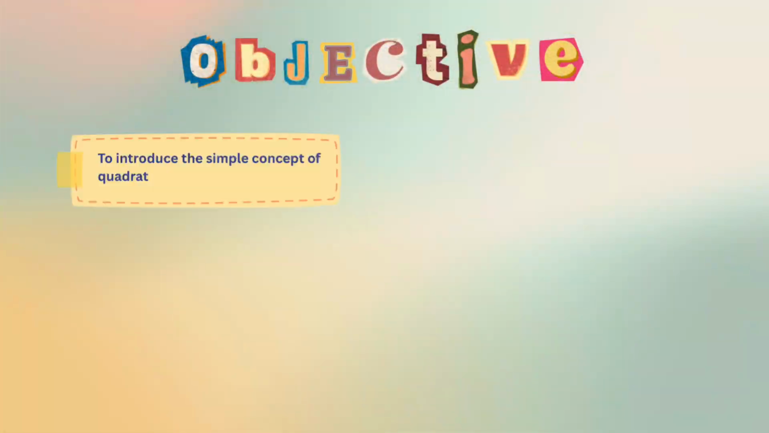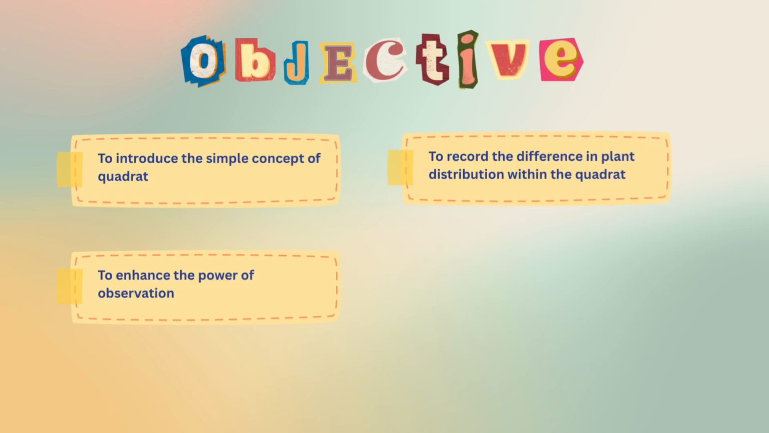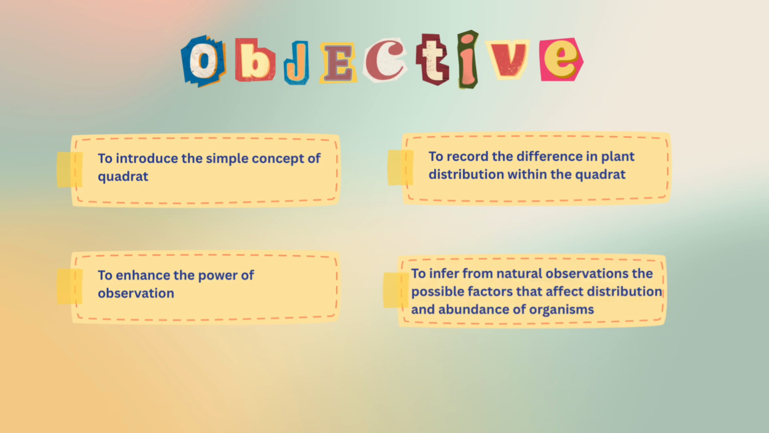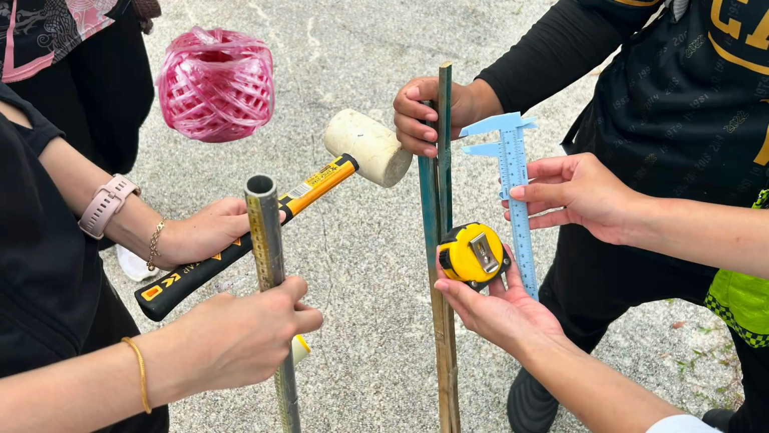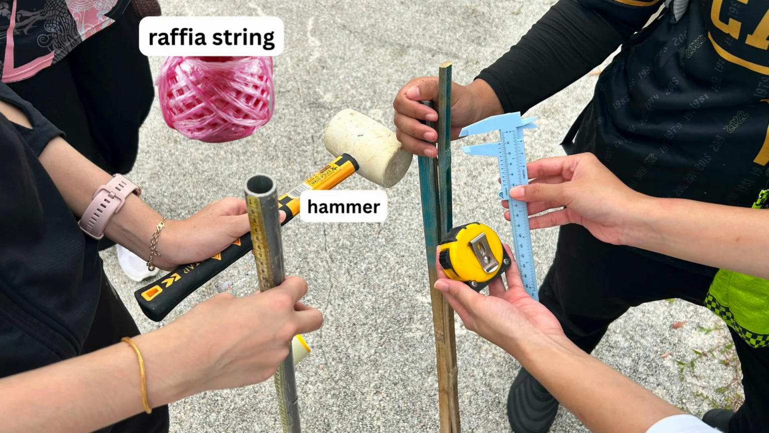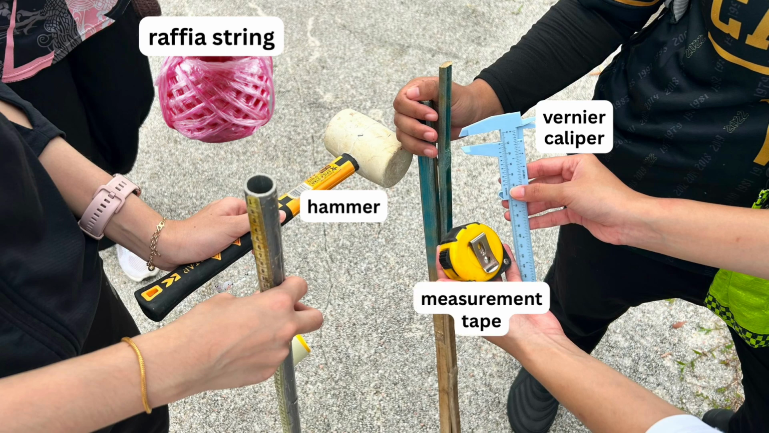The objective of this practical was to introduce the concept of quadrat sampling, improve our observation skills, record the difference in plant distribution, and identify the possible factors that affect the distribution and abundance of plants. The materials used during this practical were raffia string, hammer, vernier caliper, measurement tape, and stick.